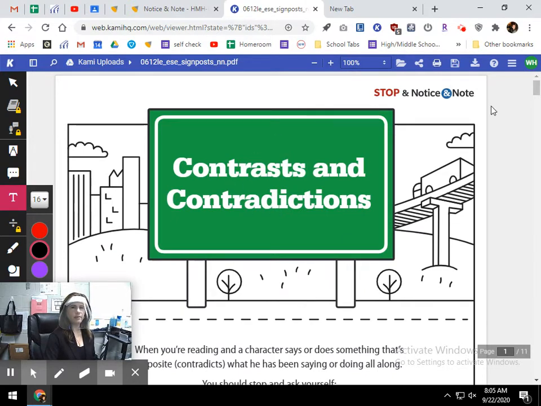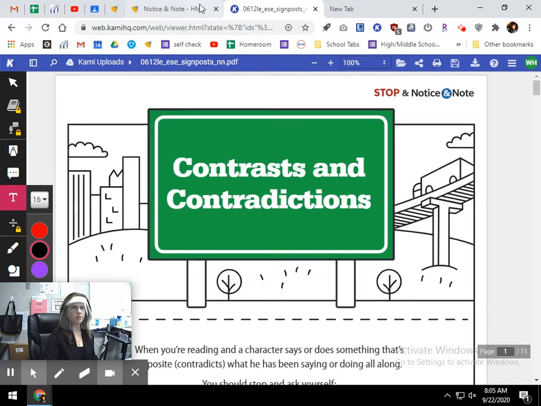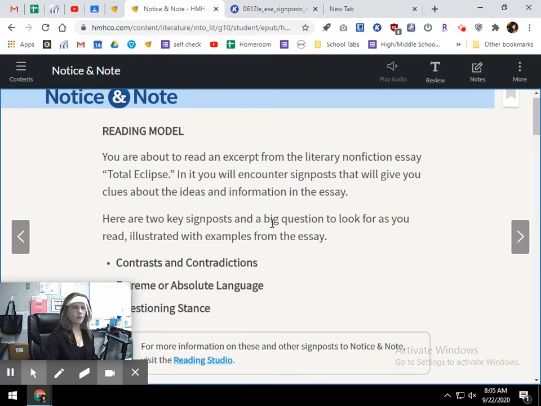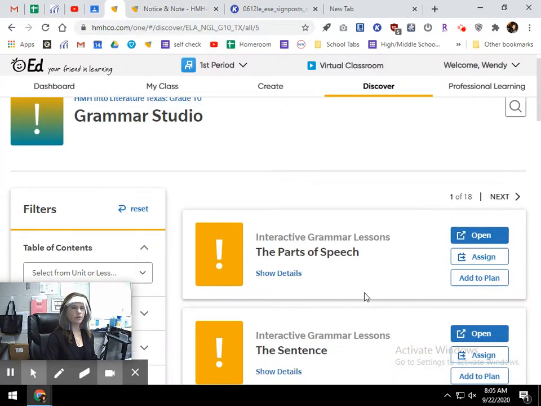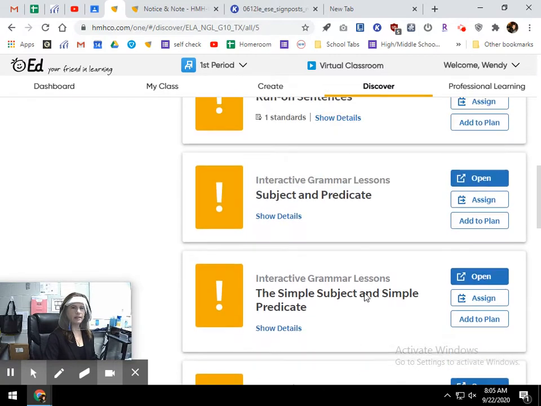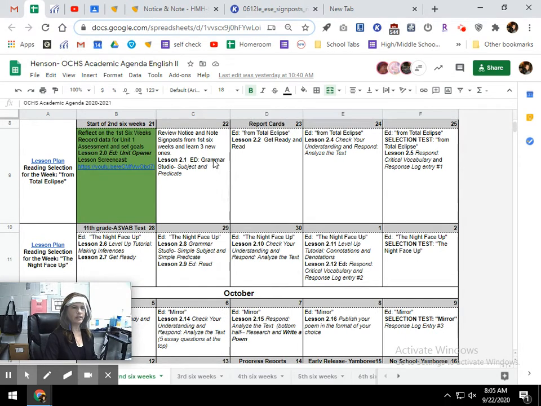In Ed. Open it with Cami so that it'll be uploaded to your drive and you'll always be able to refer back to it. You also have notice and note in Ed, and so go ahead and have that tab open as well. And then you also have a grammar practice to do that's called subject and predicate. So just going back to our agenda, those things are listed here, okay?